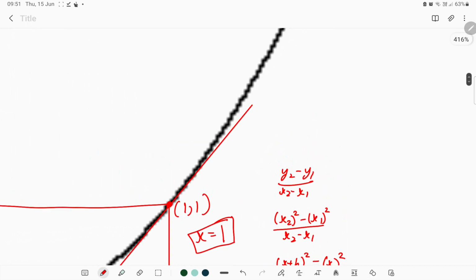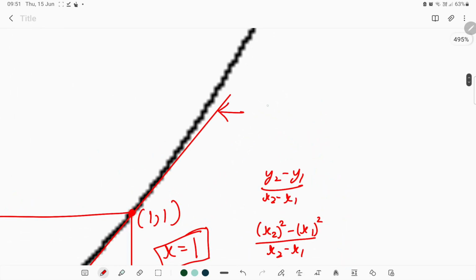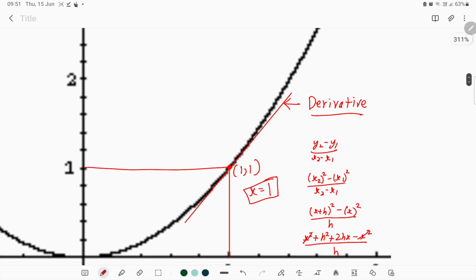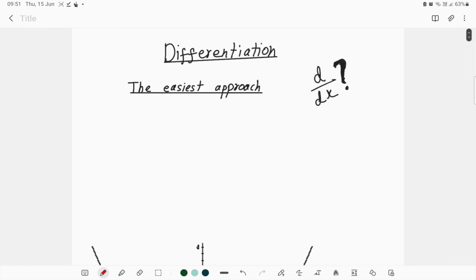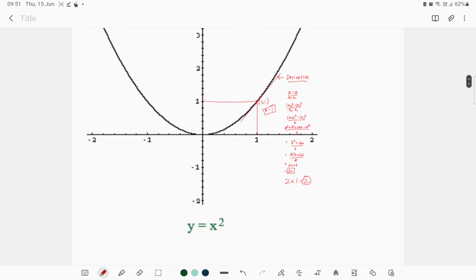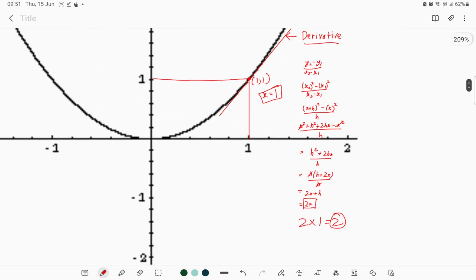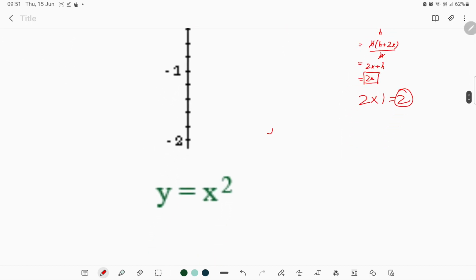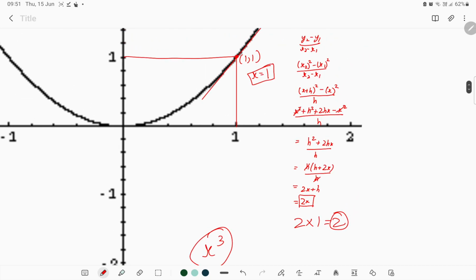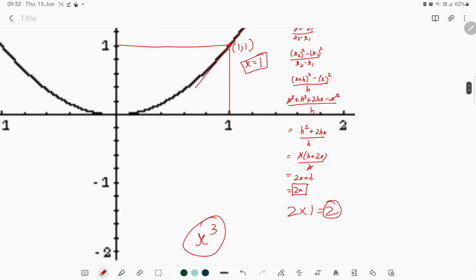And that slope is called the derivative. And there we go. That is differentiation, the easiest approach. Like that, you can take out the derivatives of different functions. Just try x cubed by yourself. It's easy. Just follow the same method.